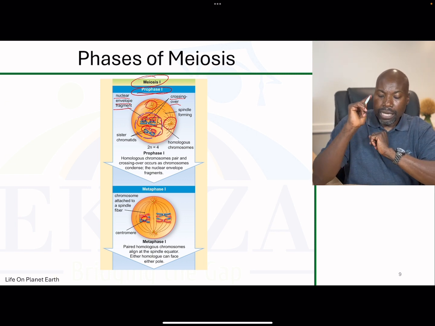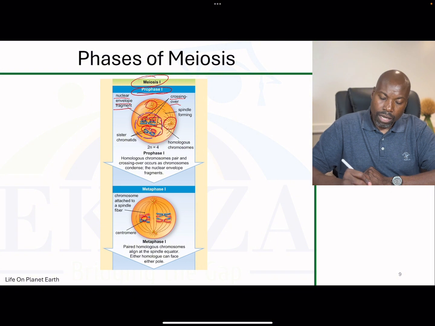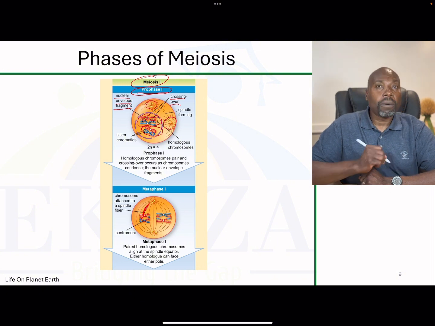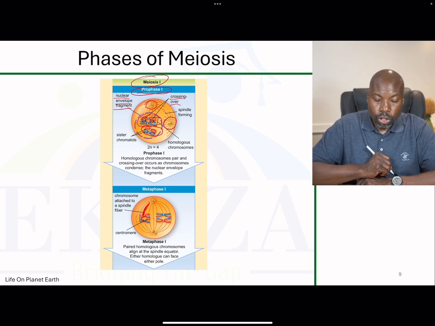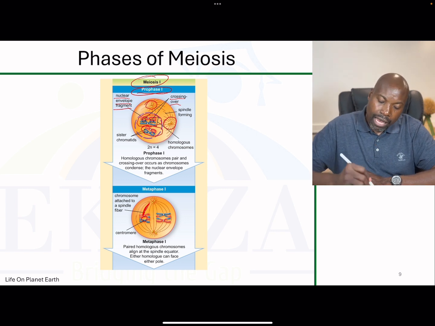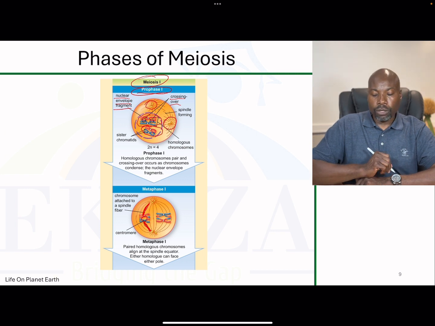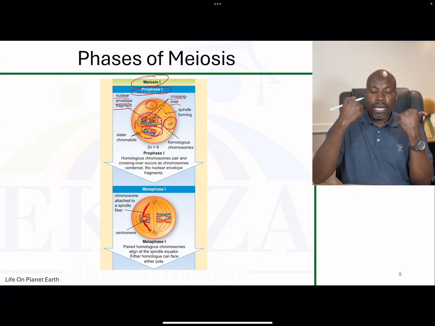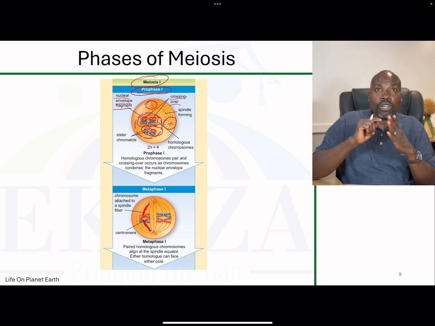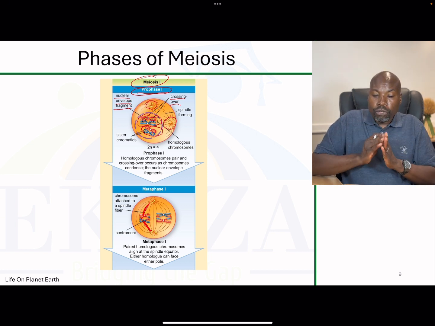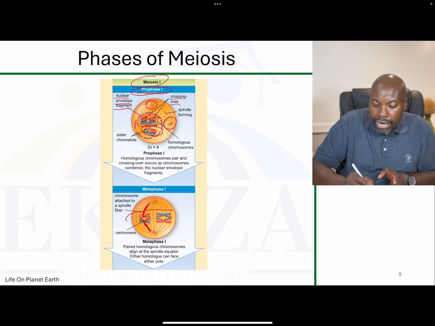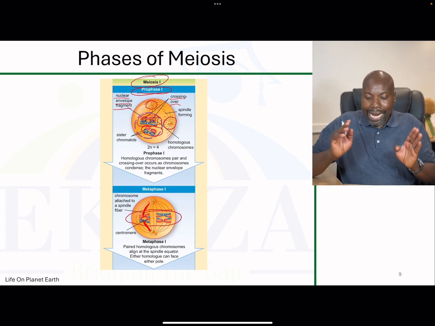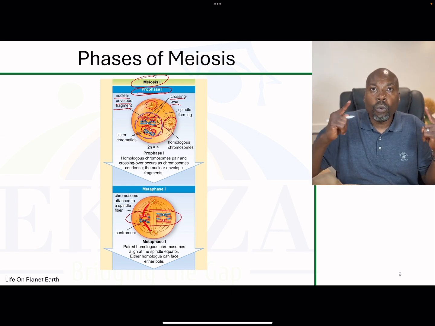What I want you to know is that of the two homologous chromosomes, one is going to receive one spindle attaching to it, and the other spindle is going to attach to the other homologous chromosome. They are going to pull toward opposite directions. And as they pull toward opposite directions, this is going to force the homologous chromosomes to sit on the equatorial line. We are now in metaphase 1.